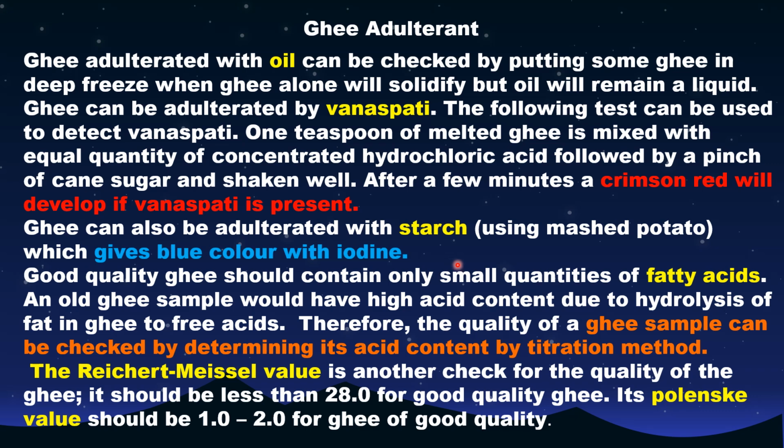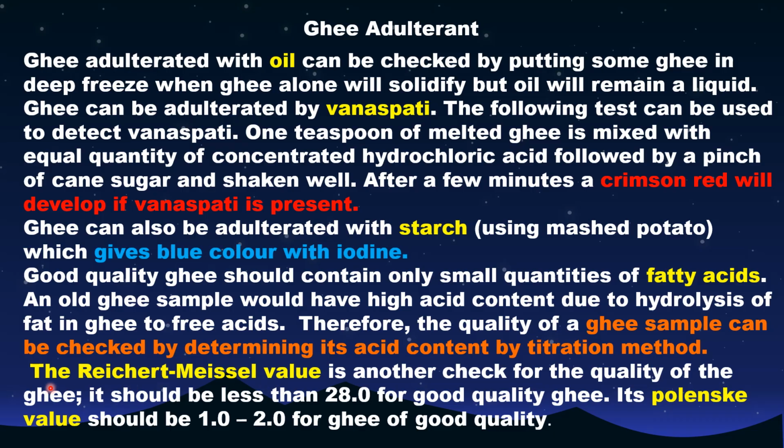So the presence of starch can be indicated with iodine, giving a blue color. And next, good quality ghee should have only a small amount of fatty acid, as fatty acid indicates oil. So it should not have more fatty acid. But if that ghee ages, it gets hydrolyzed to oil, that is the free acid.